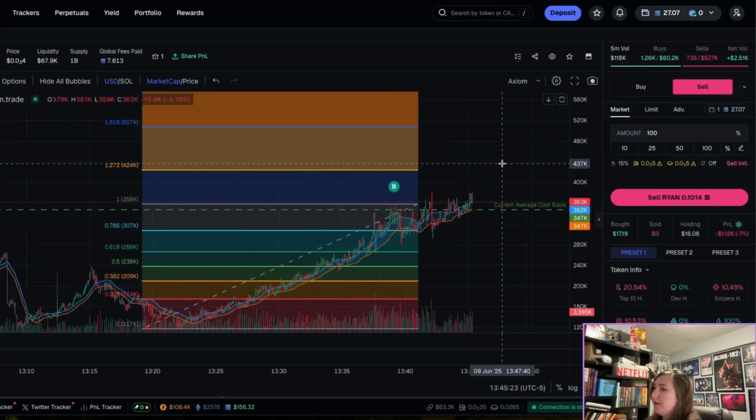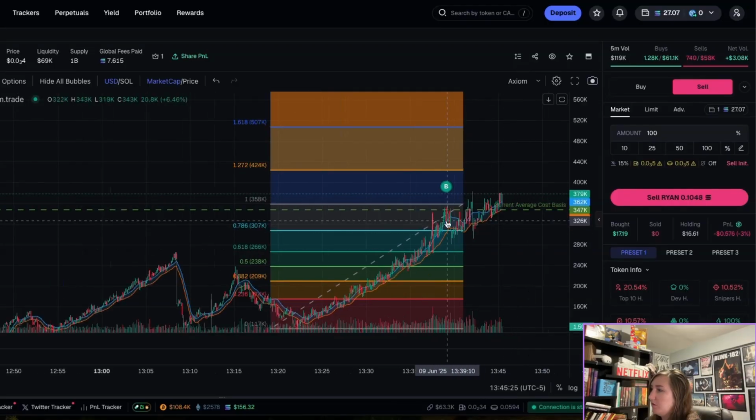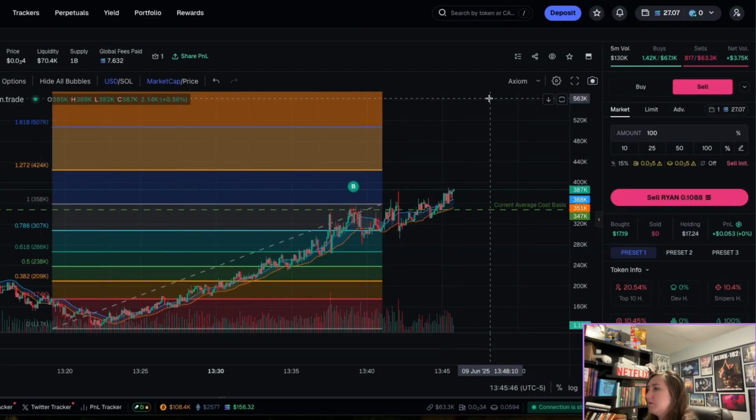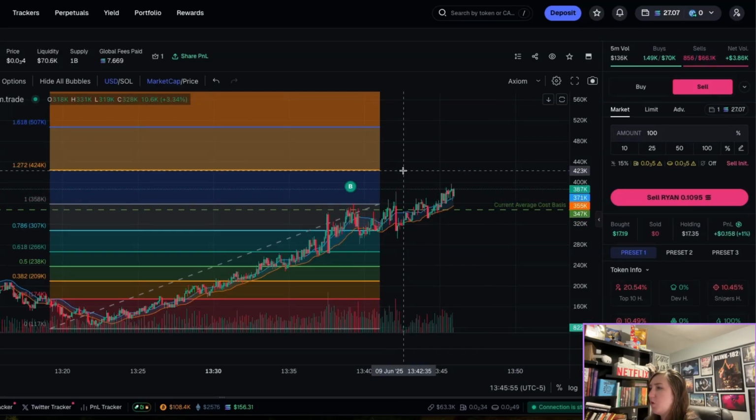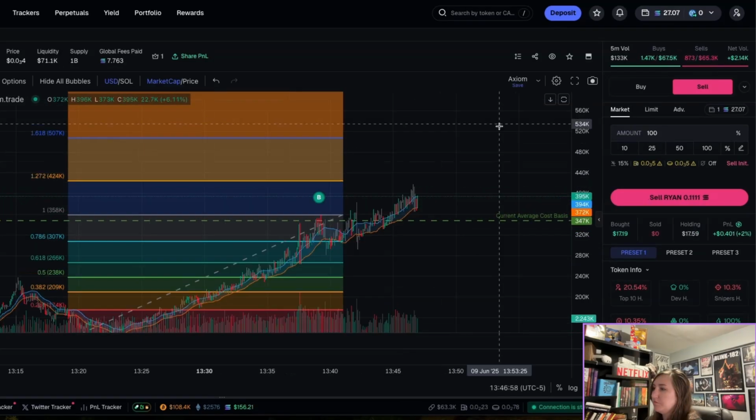I entered late as well. Saw it a little farther back. So let's see if we can get some profit out of this. Once again, it's going to get iffy around the 400 to 500K area. We're coming up to that 1.272 level.